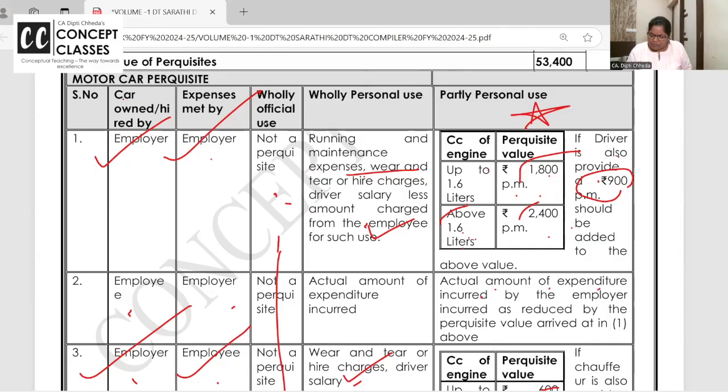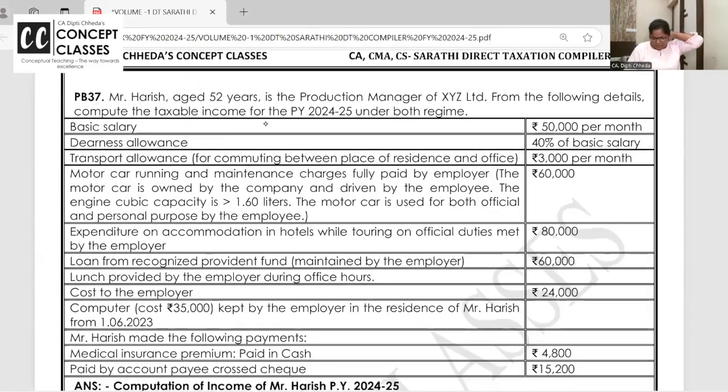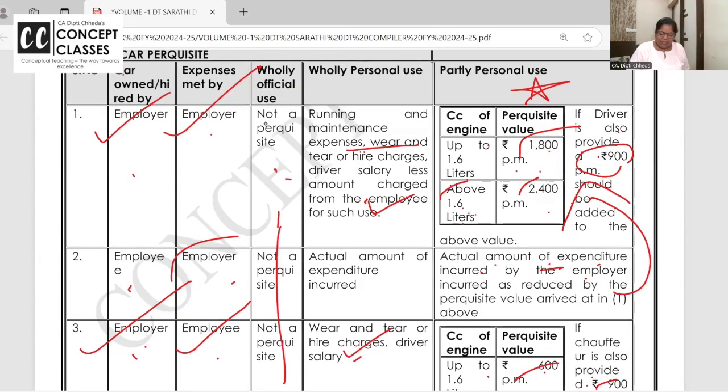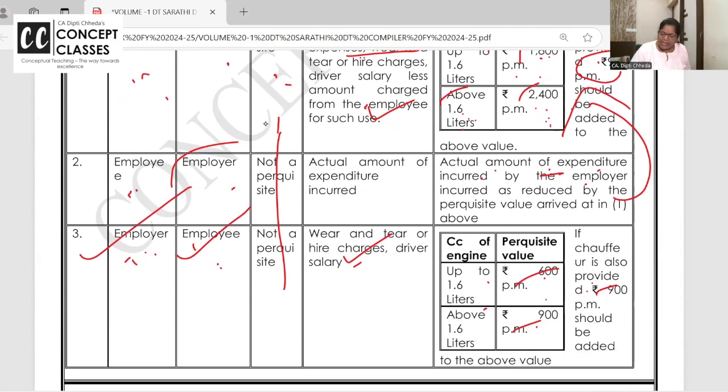So the amount of expenditure incurred by the employer minus this, depending on the capacity. I'll do it in one sum, so it will be very clear. Did you get it? Car, if it is employer, then both 1800 and 2000, employer higher rate 1800 and 2000. Car employer and expense employee, 600. Car only employee and only expenses employer, expenses minus this.